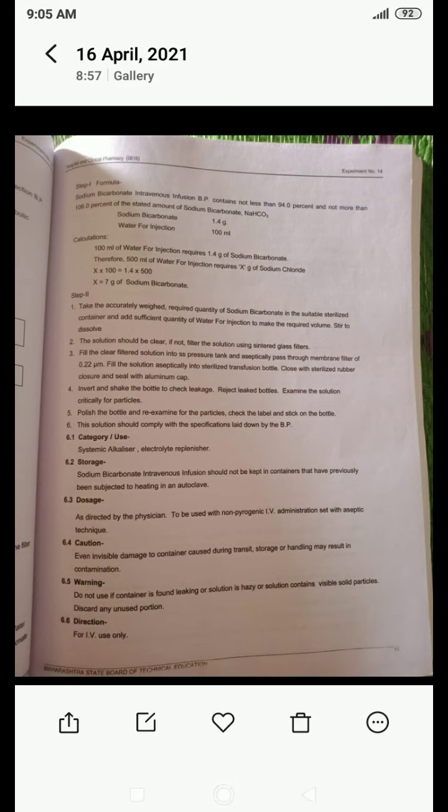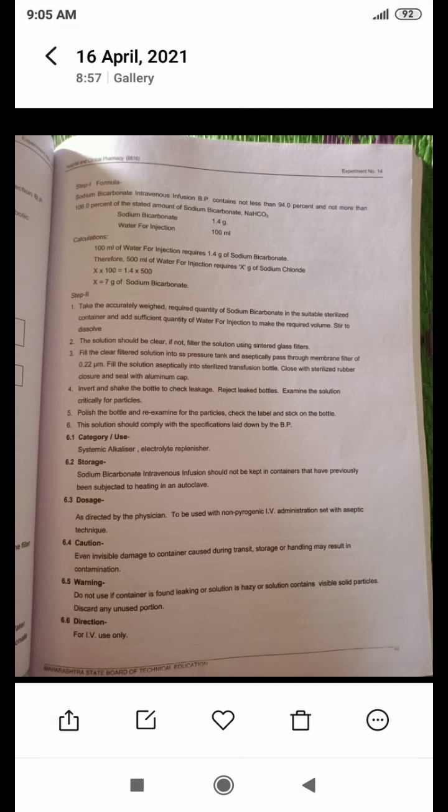Then the next step is to fill the clear filtered solution into an SS pressure tank and aseptically pass it through a membrane filter of 0.22 micrometer. Fill the solution aseptically into a sterilized transfusion bottle. Close with a sterilized rubber closure and seal with an aluminum cap. Then invert and shake the bottle to check for leakage. Reject leaked bottles. Examine the solution critically for particles. Then polish the bottle and re-examine for particles. Then check the label and stick it on the bottle. This solution should comply with the specification laid down by the BP, that is British Pharmacopoeia.